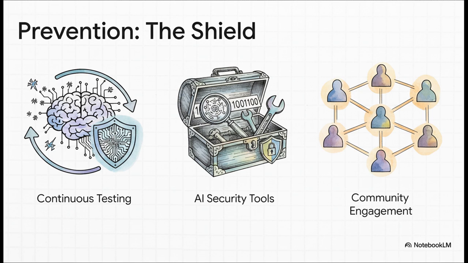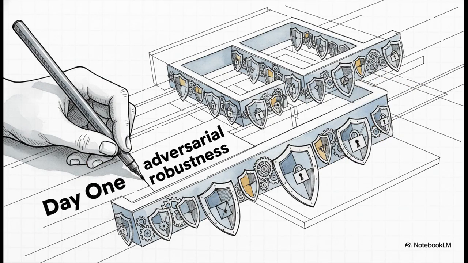And on the prevention side, it's all about being proactive. This isn't a one-and-done setup. It means you're constantly testing your models against the latest attacks. You're using specialized security management tools, and you're plugged into the research community so you know what new threats are coming down the pike. And look, if there is one thing you take away from all this, let it be this. AI security can't be an afterthought. You can't just build a model and then try to bolt on some security at the end.